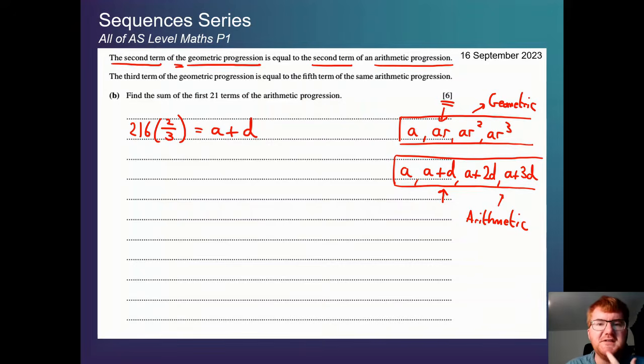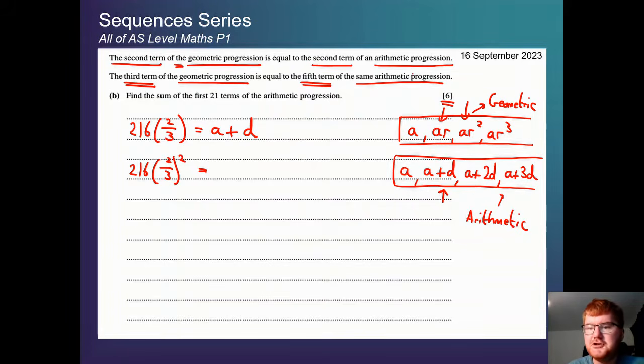We do a very similar process for the next one. The third term of the geometric progression is equal to the fifth term of the same arithmetic progression. So the arithmetic progression is the same top and bottom here. The third term is going to be ar squared, so we have 216 times 2/3 squared. Remember, using part A here. And then the fifth term of the same arithmetic progression: we've got the first term, second term, third term, fourth term, so our next term would be a plus 4 lots of d. So we pop that in like so.